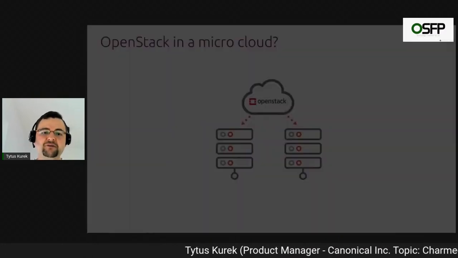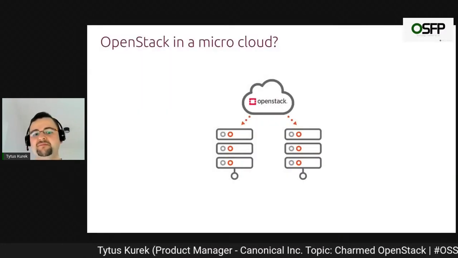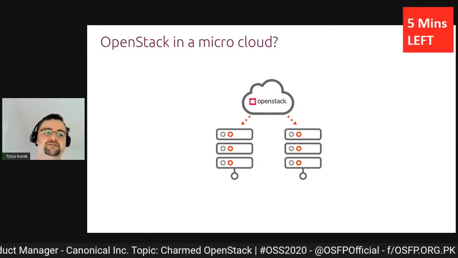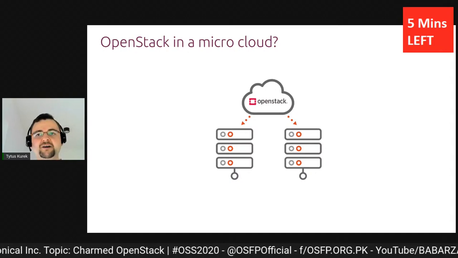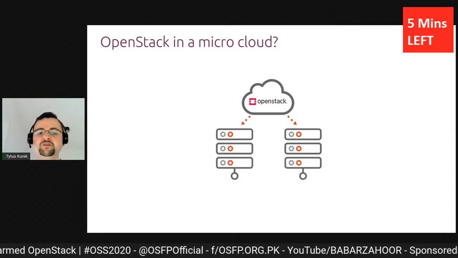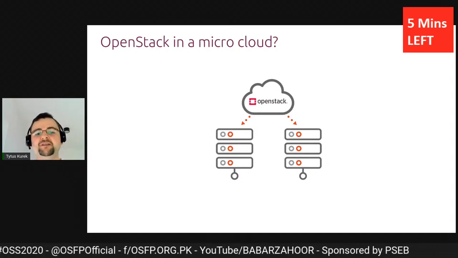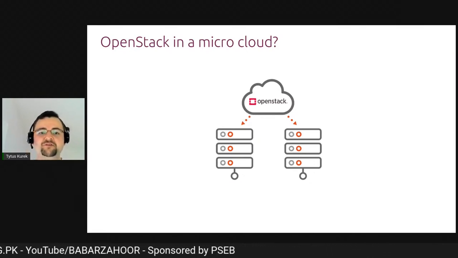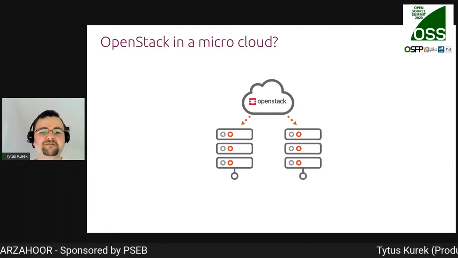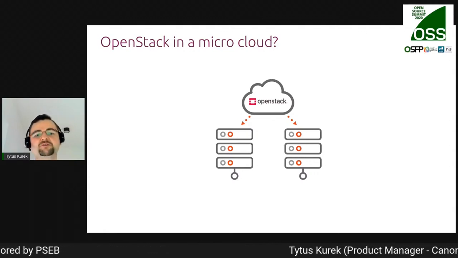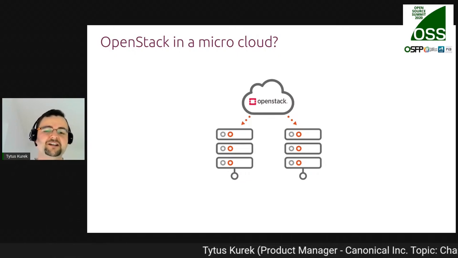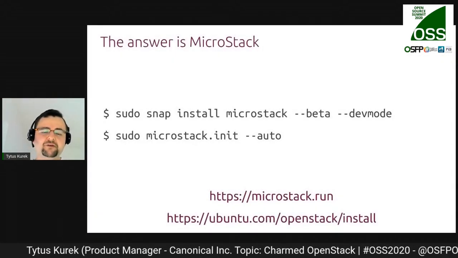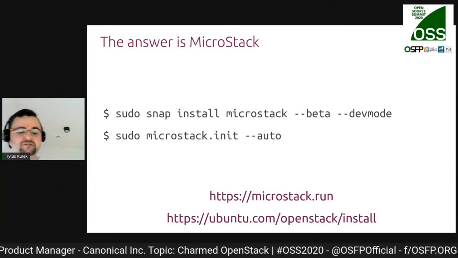If we think about this micro cloud approach, is OpenStack the right fit for the micro cloud? Let's say there is an edge site with just limited resources. It can be three servers for high availability. Is OpenStack a suitable solution for this kind of infrastructure? Or maybe we should look at Kubernetes. Maybe we should look at something else, right? For this kind of use case, MicroStack is our solution.